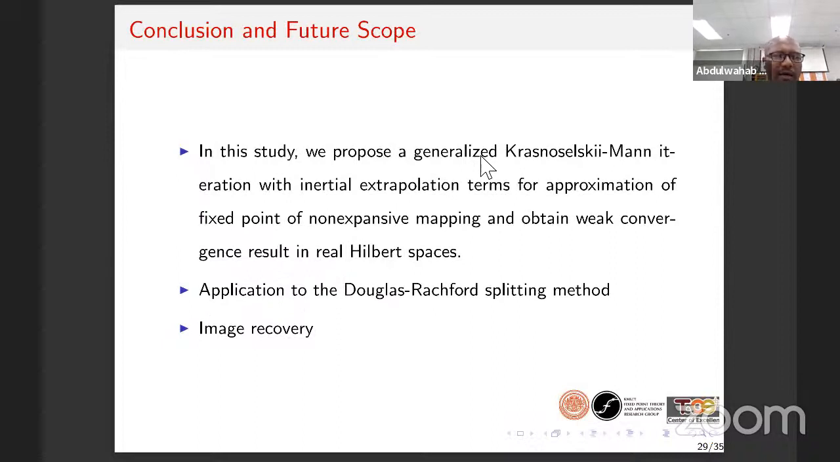With this, I almost finished my presentation, but in the future, this work is not completed. We are trying to apply it to the Douglas-Rachford splitting method, and eventually we can also apply it to image recovery. This is what we are working on. Thank you for your attention.